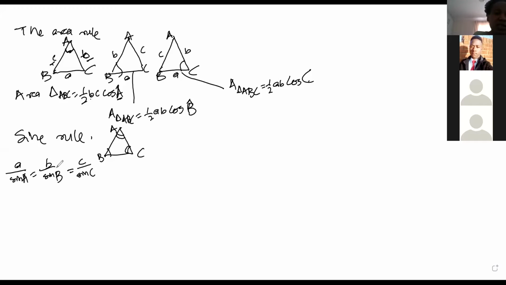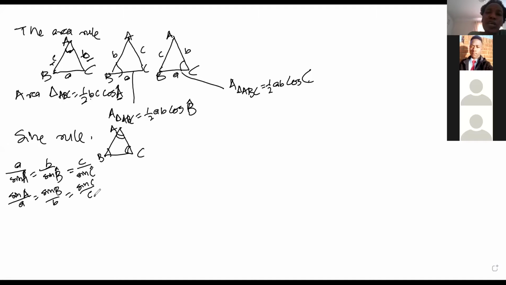Over sine C, okay? These are angles, even though I don't put the angle sign. Or you can write it as sine B over b, or sine C over c. So here, it's advisable that you use the side that is your unknown, always start with it.